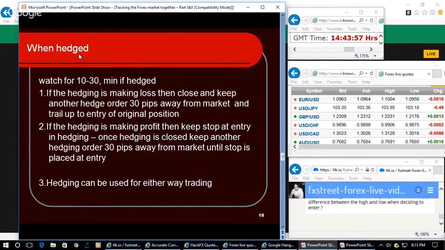So this is what I've given as an explanation. If it is hedged, watch for 10 to 30 minutes. If the hedging is not making profit, understand it was filled during a false move or the stop hit or an extended move. Then close the hedge with a loss or with stop at entry and keep another hedge order 10 to 15 pips or 30 pips away, if equity permits. And then when the market moves in your favor, immediately move the hedge order to the original position, so that again you take risk only for 30 pips. Once the position makes profit, you keep stop at entry and remove the hedge order. Then the purpose of using the hedge is limited only to that.